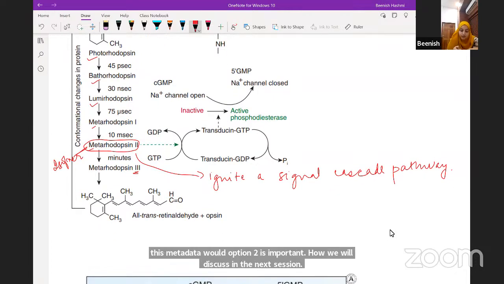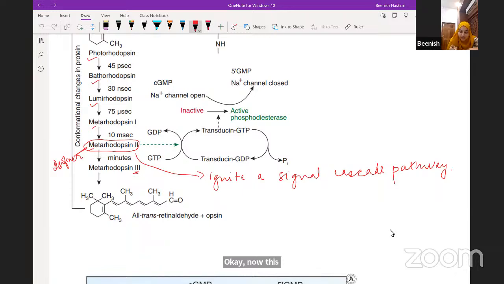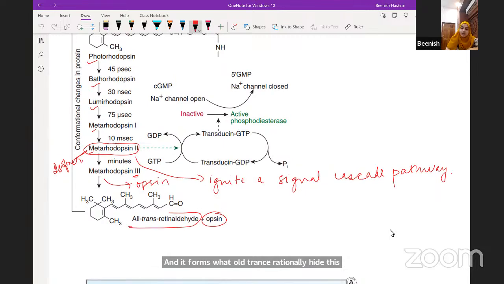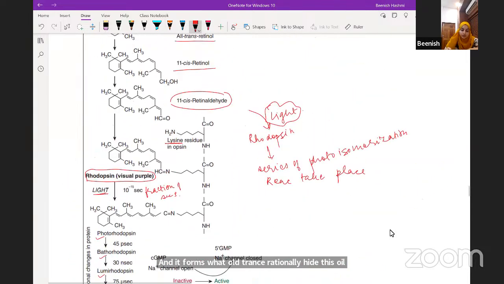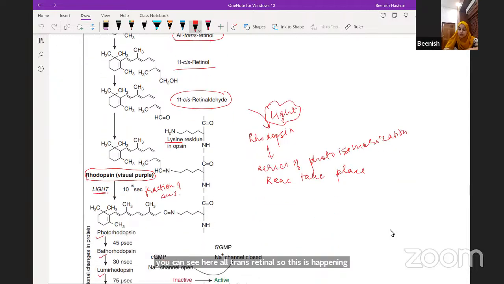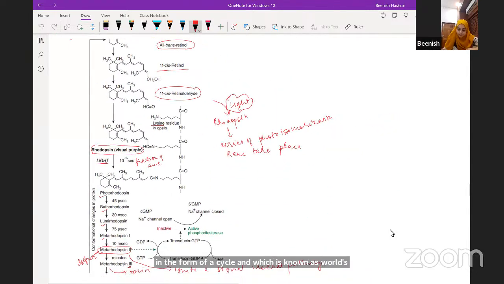Okay. Now, this metarhodopsin releases opsin. You can see it liberates opsin. Opsin is released and it forms what? All trans retinaldehyde. This all trans retinaldehyde will again form what? It will form, you can see here, all trans retinol. So this is happening in the form of a cycle, which is known as Wald's visual cycle.